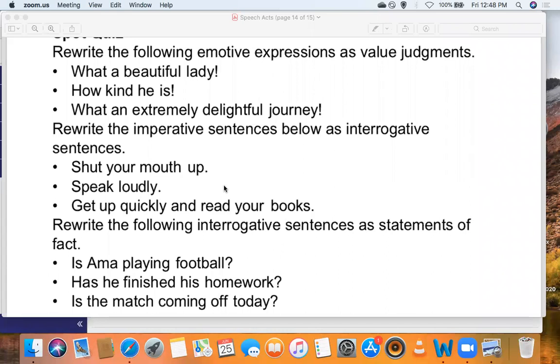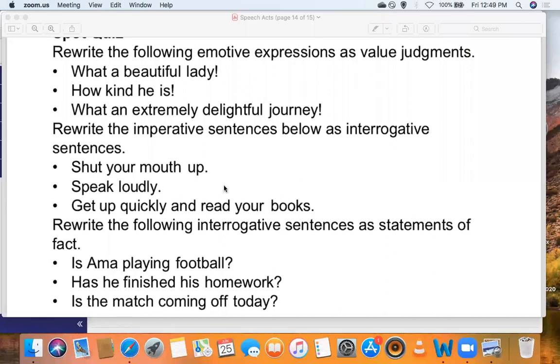And that also applies to the second question. "Speak loudly." Say, "Would you speak loud?" "Please, can you speak loudly?" Yeah, that's fine. "Can you," right. "Will you speak loudly?" What about "Please speak loudly"? "Please speak loudly" is an imperative. You have not converted it.